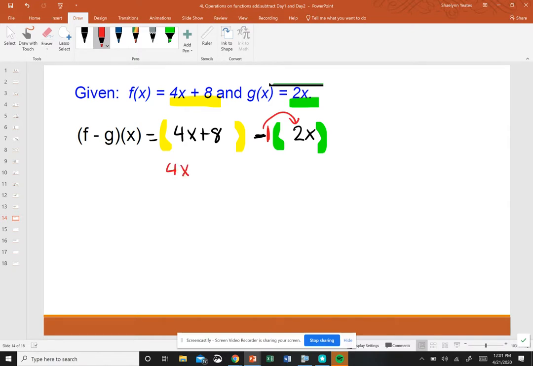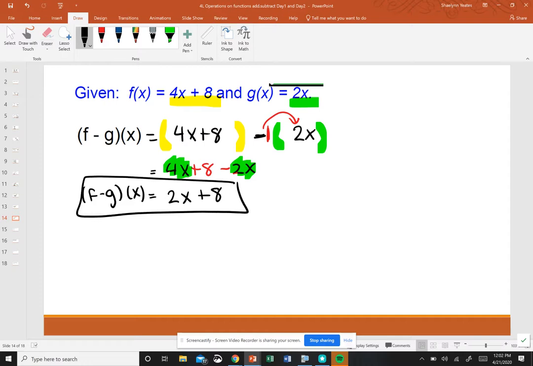So we've got 4x plus 8. And the negative 1 times 2 is negative 2x. So this time we have a 4x and a negative 2x. So 4x minus 2x is 2x. And then 8 has nothing to combine with, so we just have plus 8. So when we have f minus g of x, we get this function right here.